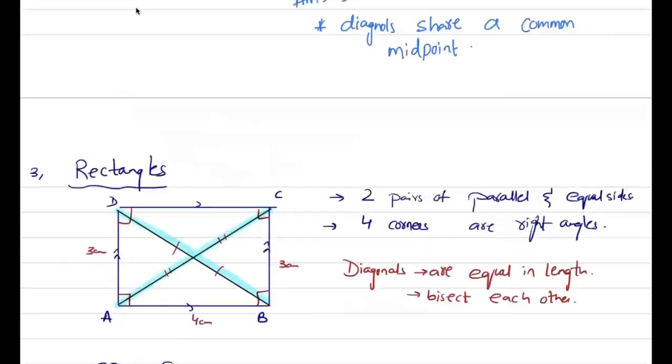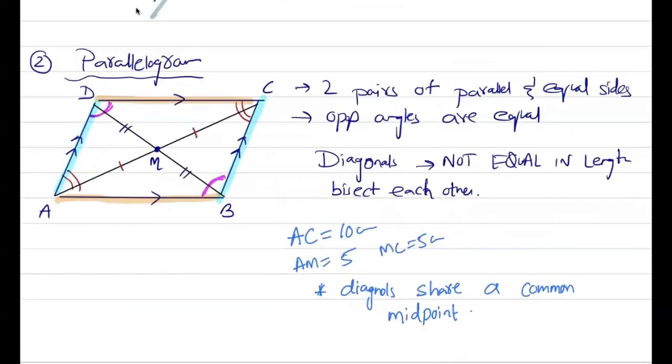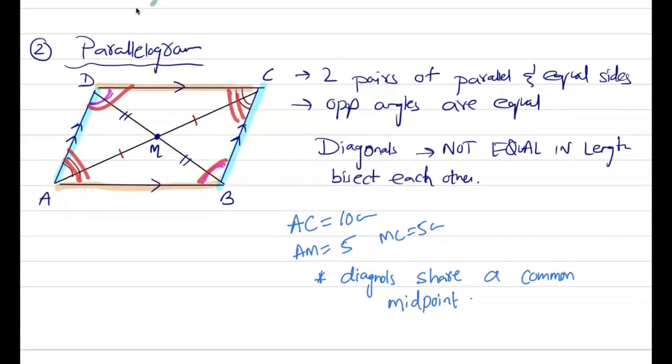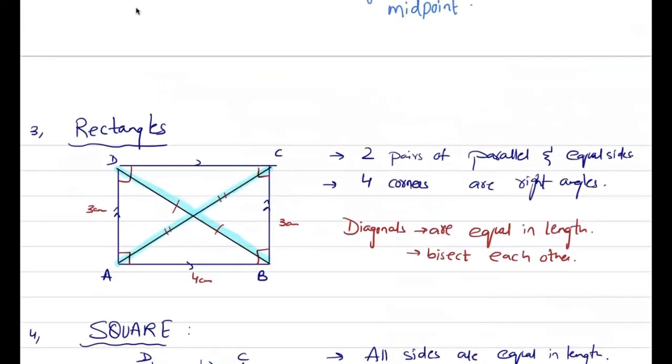This wasn't the case in a parallelogram. In the parallelogram, the angles were not 90 degrees. Okay. The opposite angles were equal, but they were not at 90 degrees. In a rectangle, all the angles are 90 degrees. The diagonals in a rectangle are equal in length.